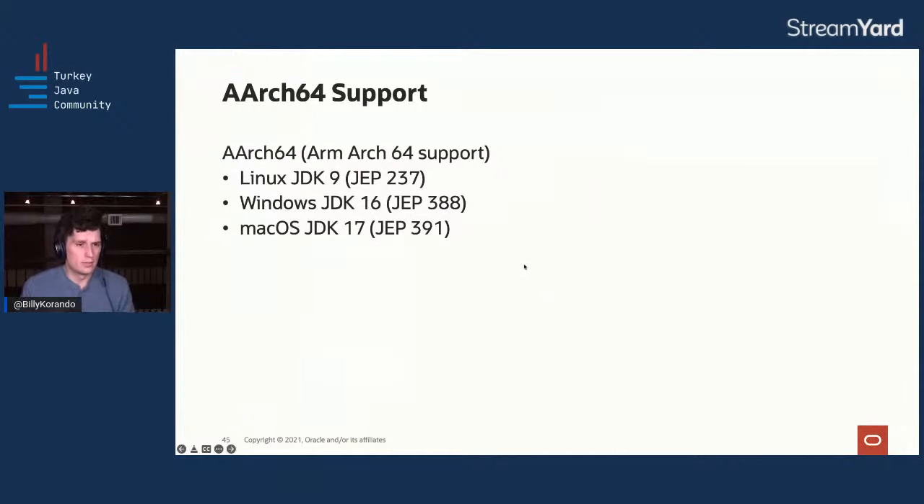Another thing, the AArch64 architecture is now supported across all the major operating systems. So Linux was the first with JDK 9, Windows came next with JDK 16, and macOS came with JDK 17. So hopefully one of these days I get one of those really nice M1 MacBooks, I'll be able to really take advantage of this new ARM AArch64 support. So my machine will maybe run a lot faster when I'm writing code and running applications.